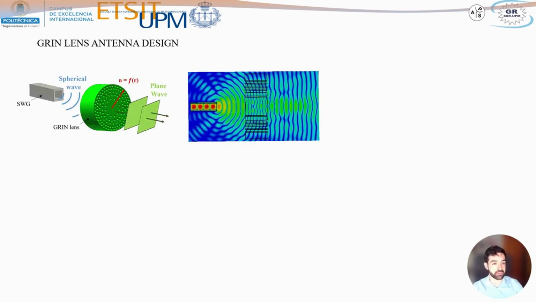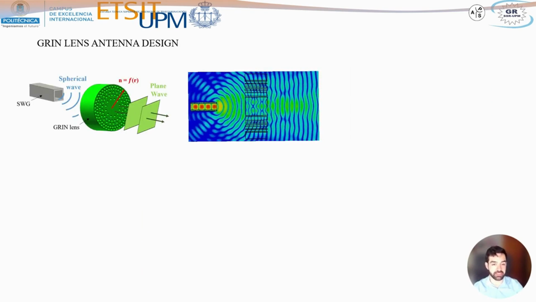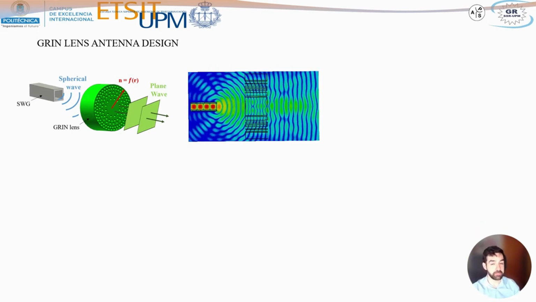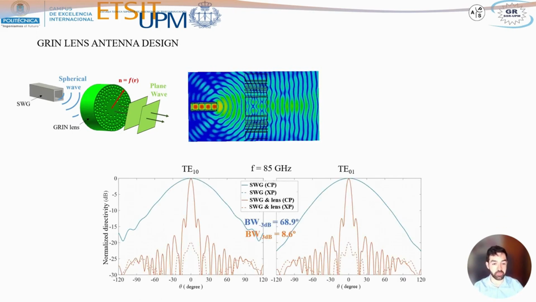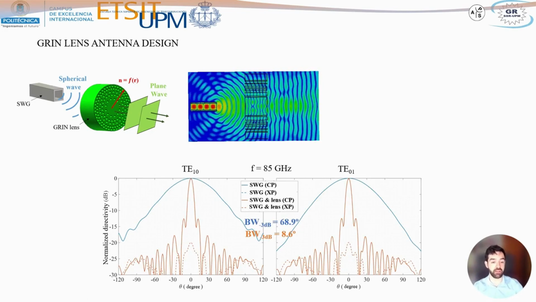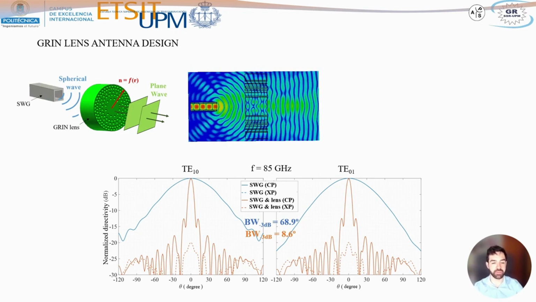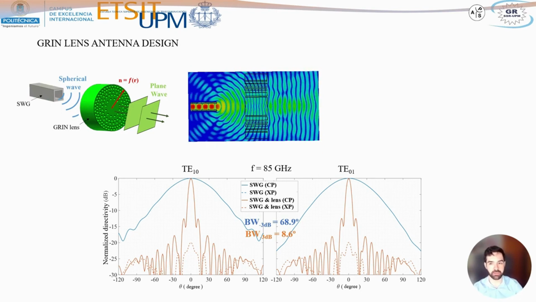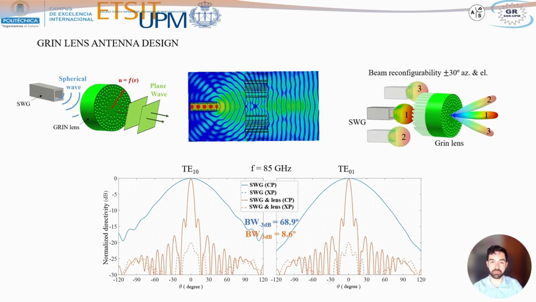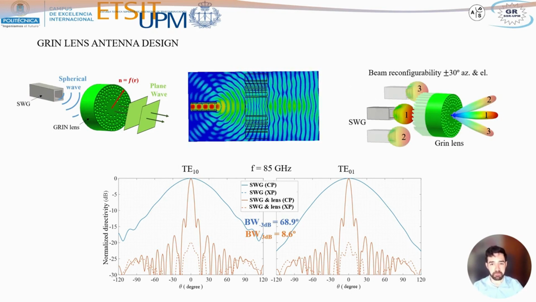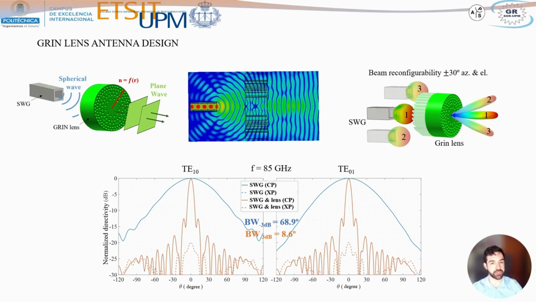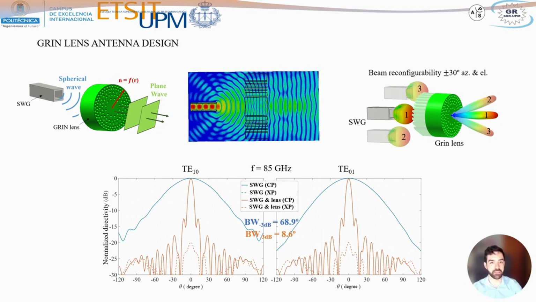So here are some results of the gradient index lens antenna. As you can see, the lens can collimate the rays into a single direction, achieving plane wave emission. Here are some cuts of the radiation pattern. As you can see, there's been a notable enhancement of the directivity. Besides, if the square waveguide is displaced along the focal plane of the lens, the lens can achieve beam reconfigurability up to ±30 degrees in the azimuth and elevation planes.